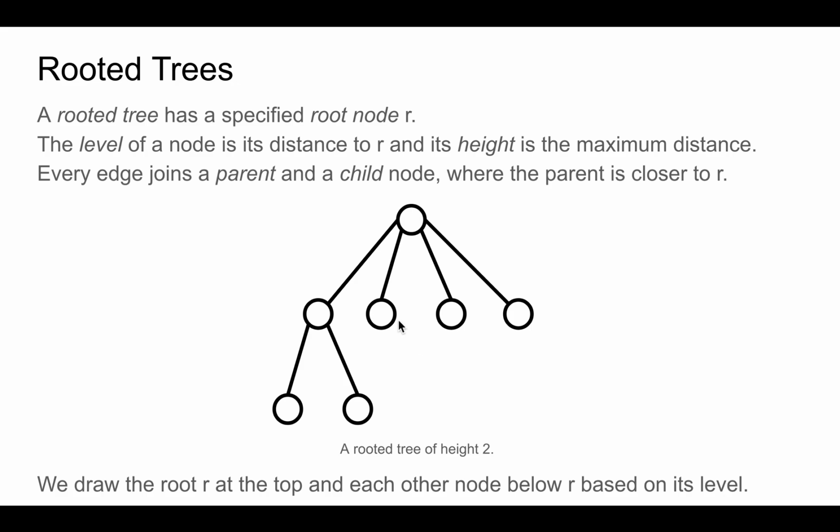Every edge joins a parent to a child, where the parent is closer to r. So this is the child of this node, and this is the parent of that node. This is the parent of this node, but the child of that node. So these nodes have no children or no descendants. And we draw the root r at the top, and each other node below r is based on its level.